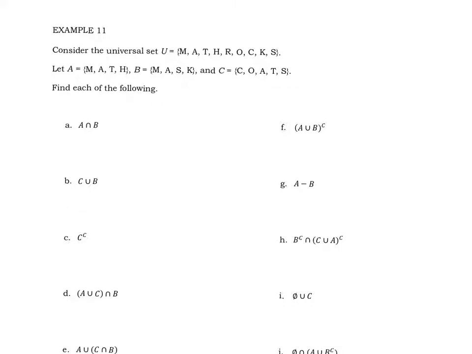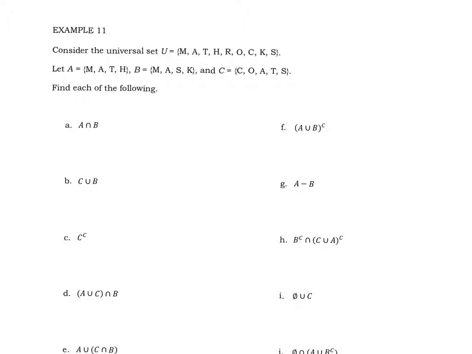Sets, example 11. So we're going to consider the universal set U that has the following elements in it: M, A, T, H, R, O, C, K, S. And then set A is defined as follows, as is B, as is C. So we're going to use our set operations to work out the following.